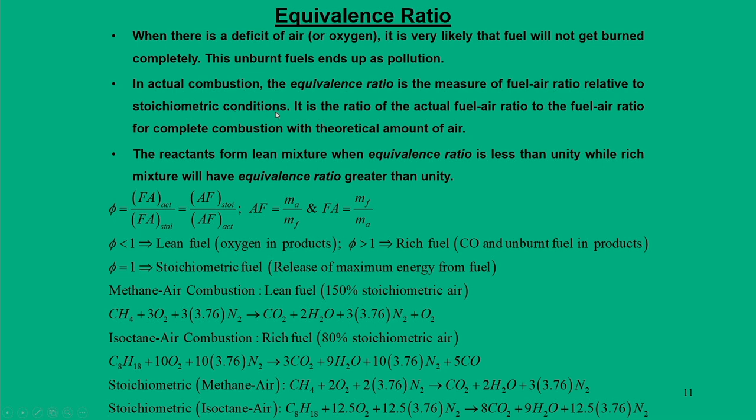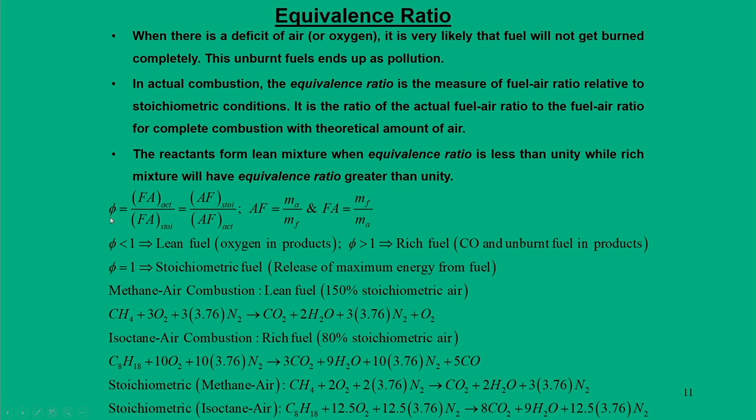And we have discussed the complete combustion process and the incomplete combustion process. A complete combustion process refers to a stoichiometric chemical reaction between fuel and air. Now, when you have incomplete combustion, it is a non-stoichiometric situation. To define this non-stoichiometric situation, the equivalence ratio is chosen as one of the non-dimensional parameters. In fact, its main advantage is that it says whether a mixture is rich in fuel or lean in fuel. The reactants form a lean mixture when the equivalence ratio is less than unity, and they form a rich mixture when the equivalence ratio is greater than unity.